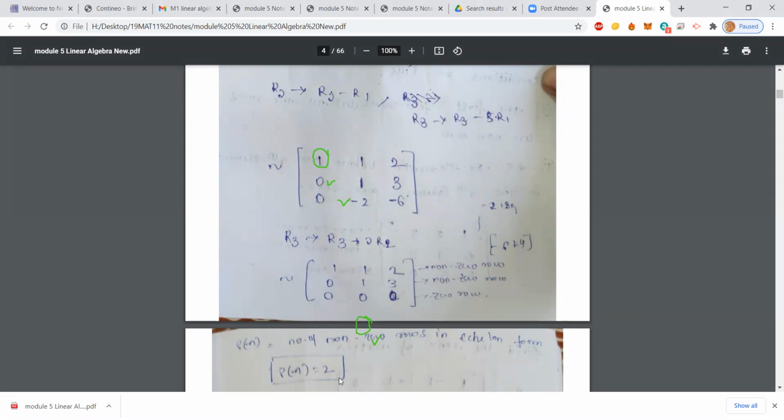So to find the rank of the matrix, you need to follow two steps. First, reduce the given matrix A to row echelon form. Then the second step is to count the number of non-zero rows in the echelon form. The number of non-zero rows is nothing but the rank of the given matrix A.